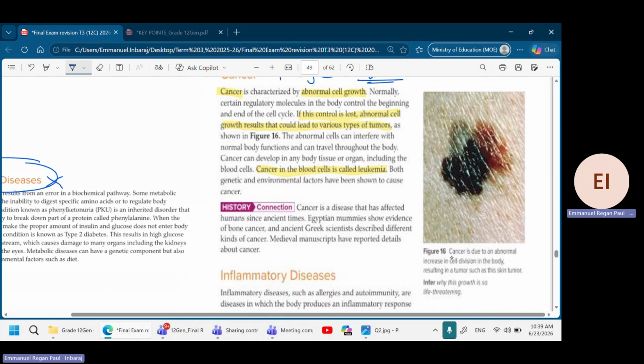And then, what is cancer? Cancer is due to an abnormal increase in cell division in the body, resulting in tumor such as skin tumor.